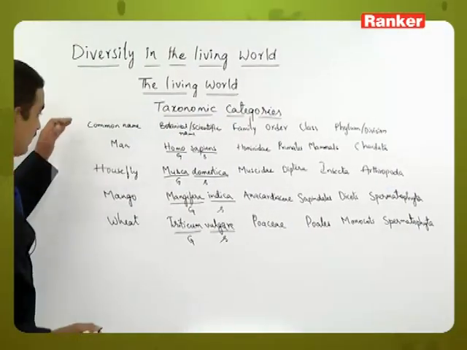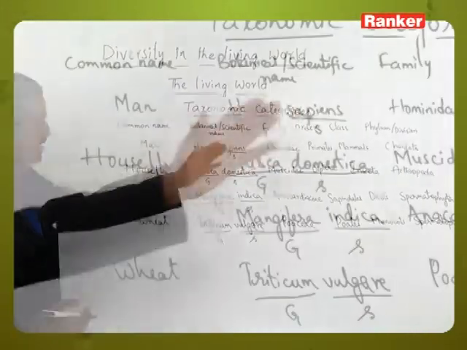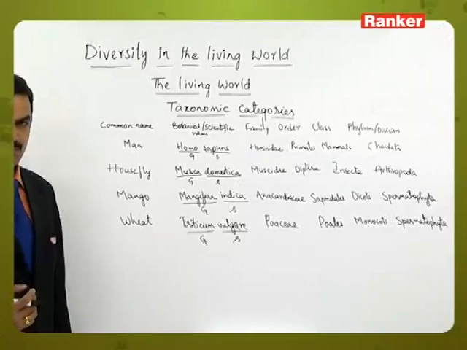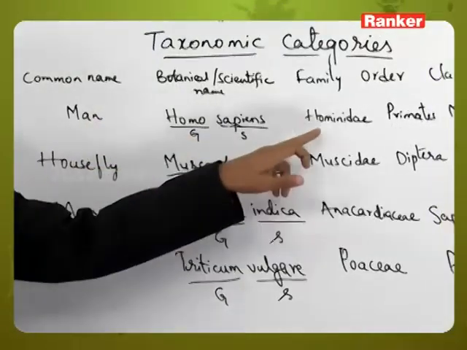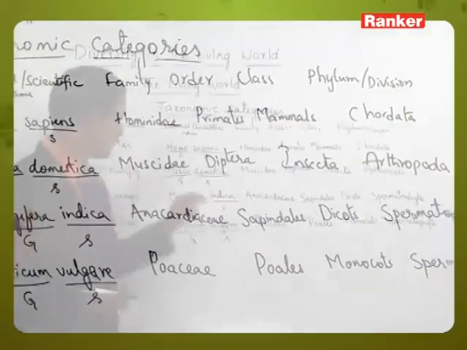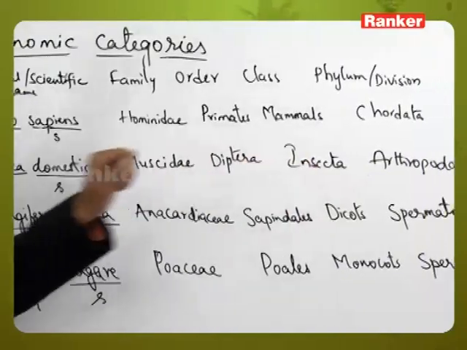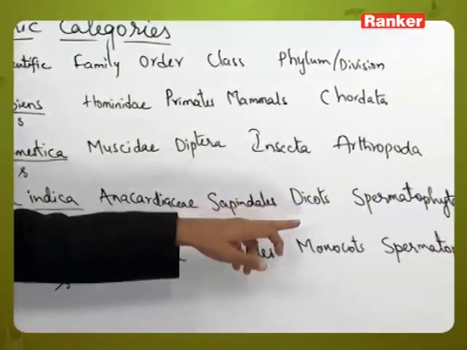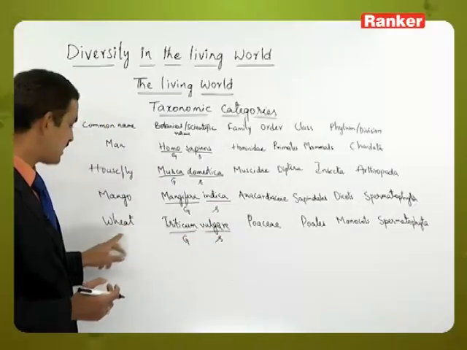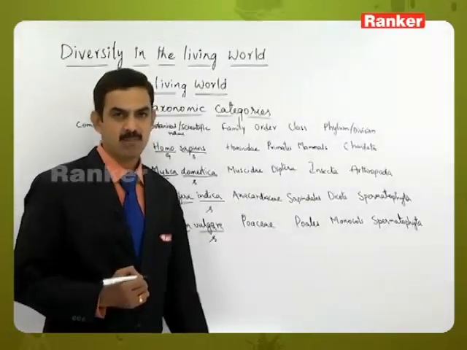Likewise, these are some of the examples that have been taken to show the various hierarchies which are part of the classification. That is man, Homo sapiens, Hominidae, Primates, Mammals, Chordata; housefly, Musca domestica, Muscidae, Diptera, Insecta and Arthropoda; mango, Mangifera indica, Anacardiaceae, Sapindales, dicots and Spermatophyta; wheat, Triticum vulgare, Poaceae, Poales, monocots and Spermatophyta.